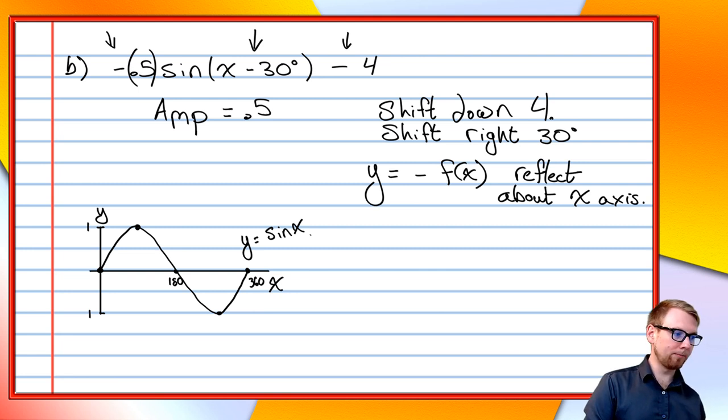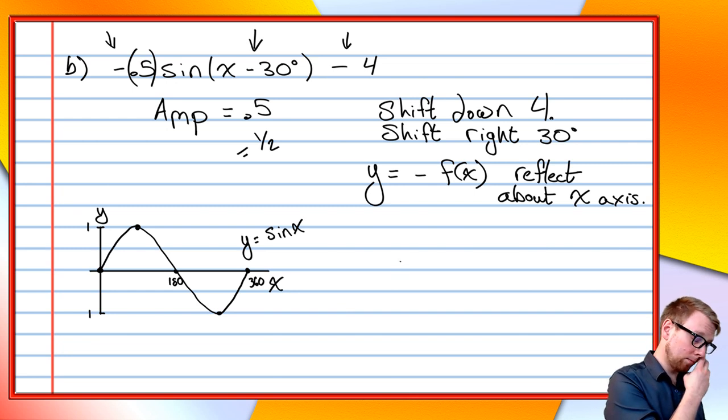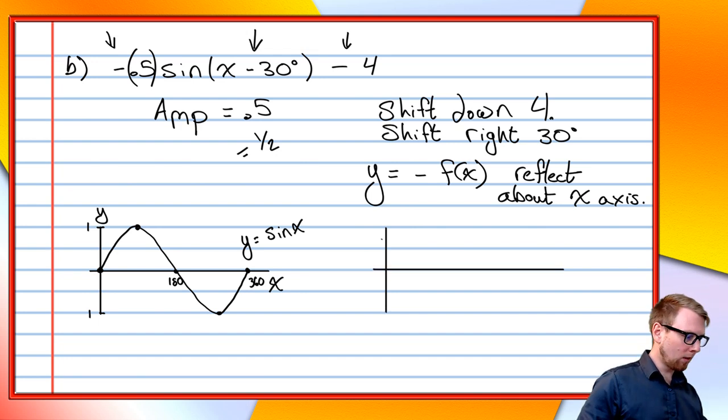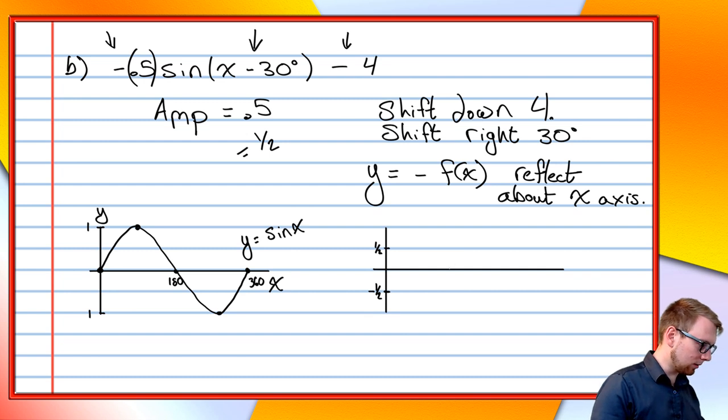Okay, amplitude. Amplitude is 0.5, or I like to say 1/2. So it's like dividing by 2, so wherever something was 1, now it's 1/2, right? Where it was 1, it's now 1/2. Make sense? Everything else stays the same.